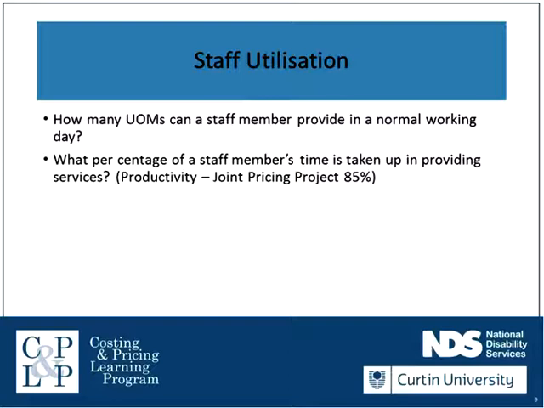Interestingly, the joint pricing project came up with a number of 85%. That is 85% of the time a staff member should be in front of a client, if you like, undertaking productive work. The other 15% of the time is taken up with other things such as administration, training and even annual leave. Now this 85% is a very subjective number, of course, and it depends from organisation to organisation just how productive you can be. But obviously, from a sustainability perspective, organisations need to compare their level of productivity with that posited by the NDIA so that you can reconcile the relative cost, the relative productivity between your organisation and the expectations under the NDIS.